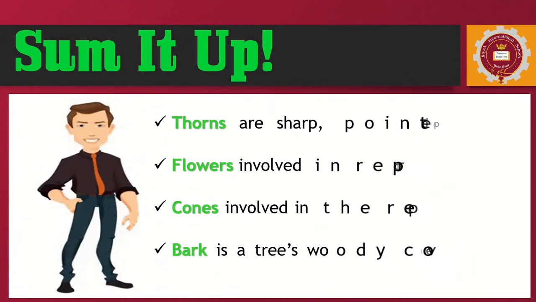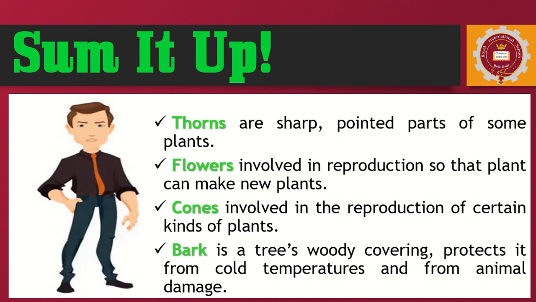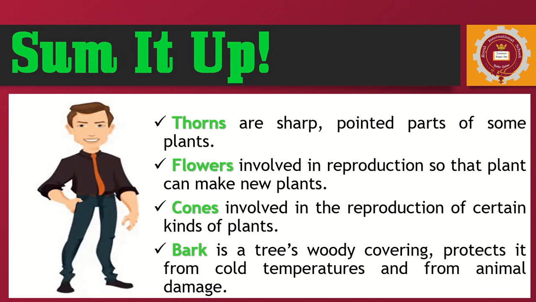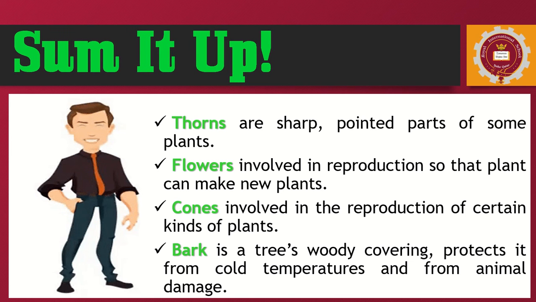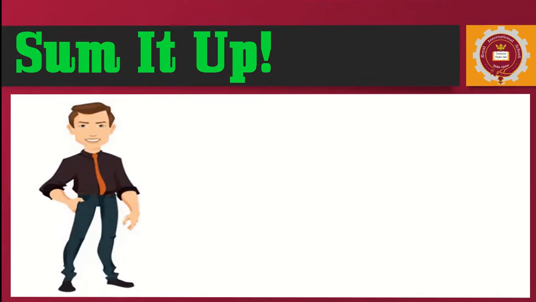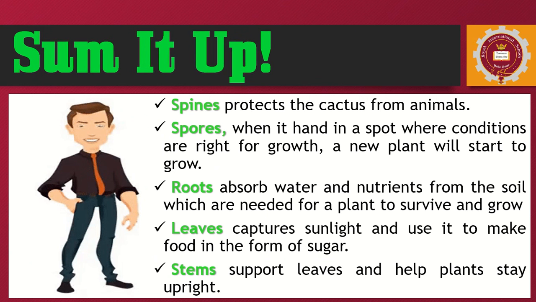And finally, what did we learn today? So we know that thorns are sharp pointed parts of some plants. Flowers are involved in reproduction so that plants can make new plants. Cones are involved in the reproduction of certain kinds of plants. Bark is a tree's woody covering, which protects it from cold temperatures and from animal damage. Spines protect the cactus from animals.